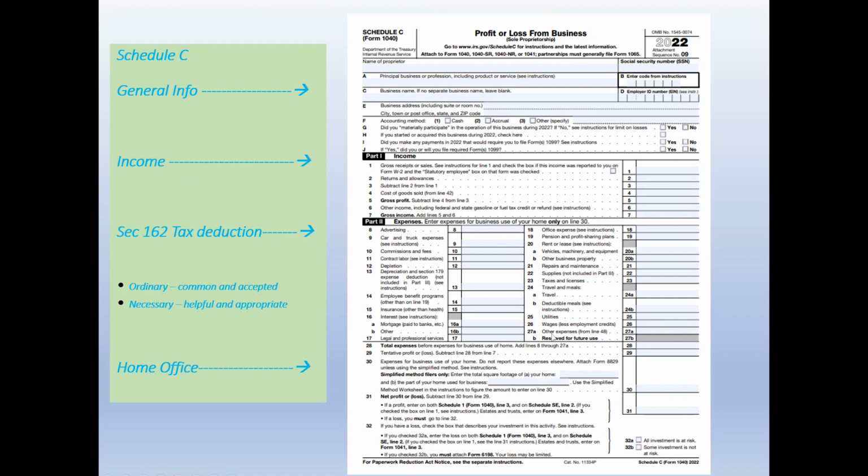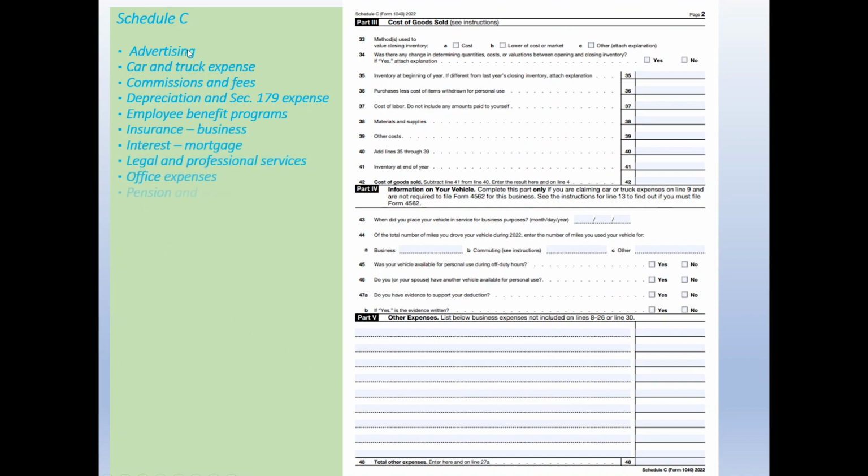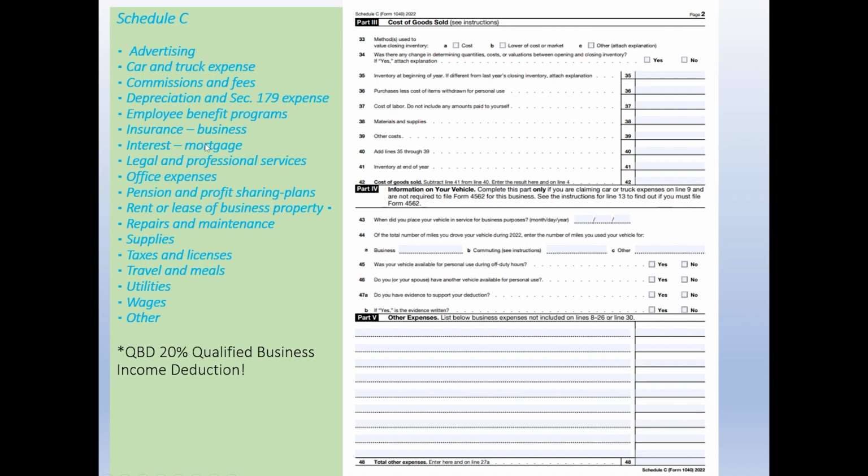And 27 is any other expenses which you don't find in this list. So you put it in line 27a. On page 2, right here, there's another section where you can put all the other expenses. We talked about advertising, car and truck expenses, commissions and fees, depreciation, employee benefits, insurance, interest, legal and professional services, and office expenses. All these expenses you are able to put in on page 1.